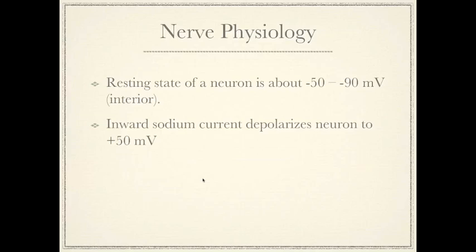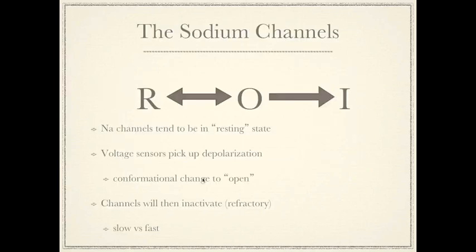So basic nerve physiology. Typically nerves are negatively charged, about minus 50 millivolts. This is the interior relative to the exterior. And when a nerve is depolarized, the interior of the nerve becomes positive, and this positive action potential propagates down the neuron. Now, this action potential is propagated by sodium channels.